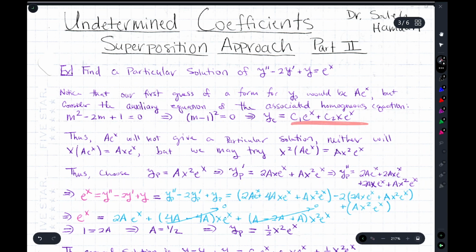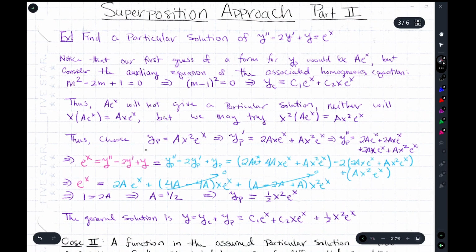Well, these two are already taken. So what else can we do? What we're going to do is just multiply by another x. So this won't work. And if we multiplied by 1 x, that still won't work because that's still part of the complementary function. But we multiply by yet another x, and we get this. And this will actually work, as we could see over here.